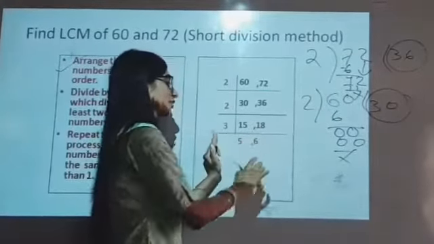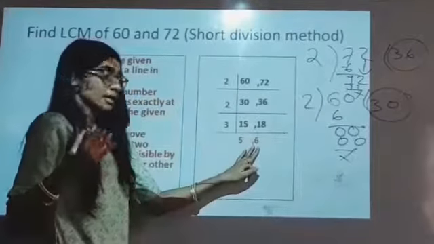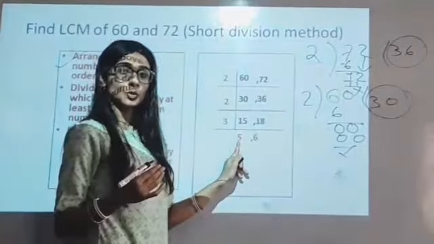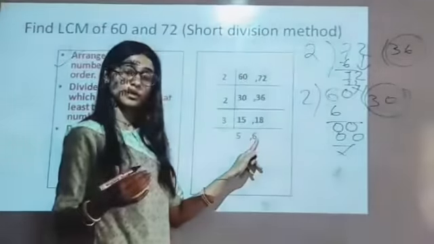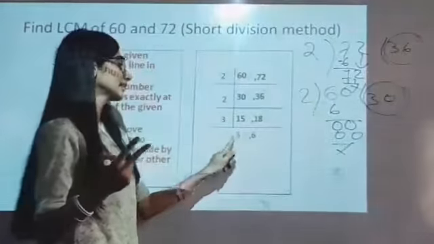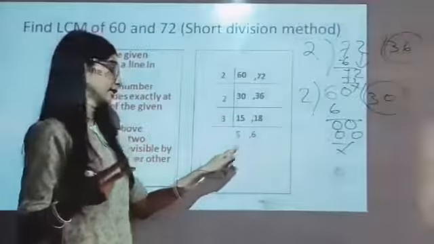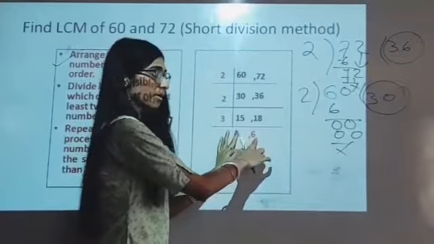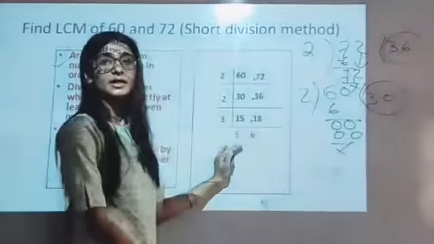Now next, if you try to divide 5 and 6, you can find 5 is not divisible by 2, 6 is divisible by 2. So then we cannot write 2 here because we have to find a common number that divides both numbers exactly. Then if you consider 3, you will get 6 is divisible by 3 but 5 is not divisible by 3.